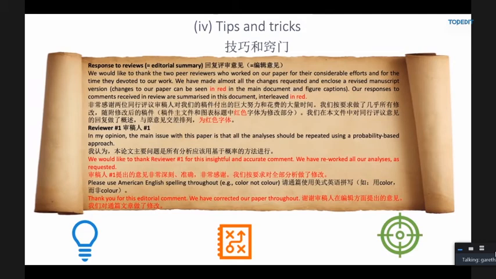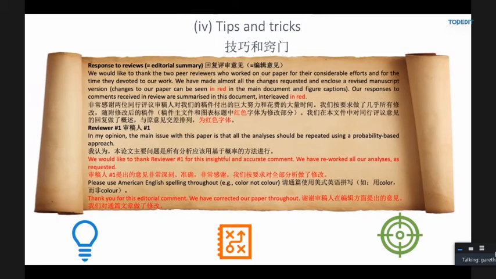Remember, they're starting the process from a negative perspective. Build that back to them. Give them something positive back. They will feel good about the changes that you've made if they feel that they have made a positive contribution. We would like to thank Reviewer 1 for this insightful and accurate comment. Thank you for this editorial comment. Reviewers will feel good. You can see how it can work.